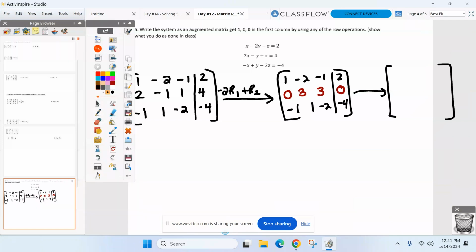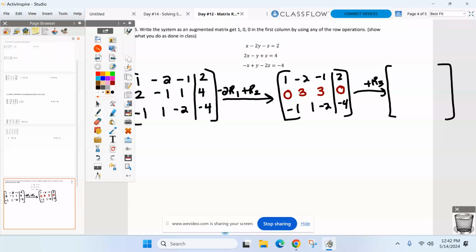All right, ready? What's here? A negative 1. What do I need to add to it? I need to add a 1, right? So we're replacing row 3. That's the first thing. We're going to replace row 3. And you need a positive 1 to add to it. So where do I get a positive 1 from?